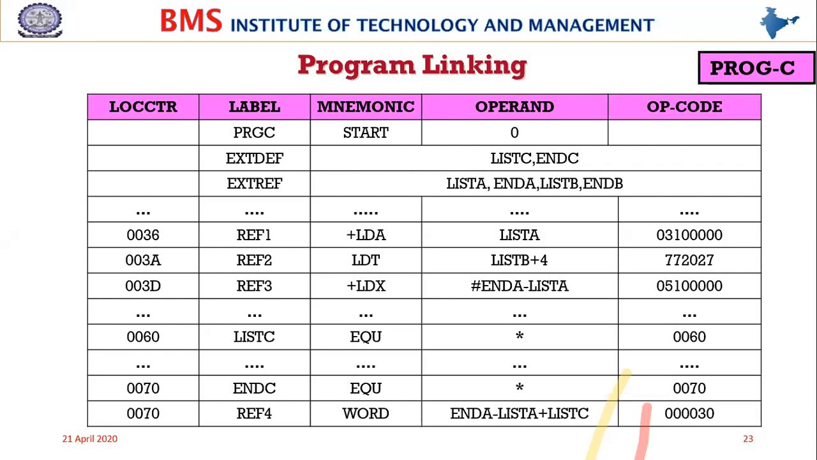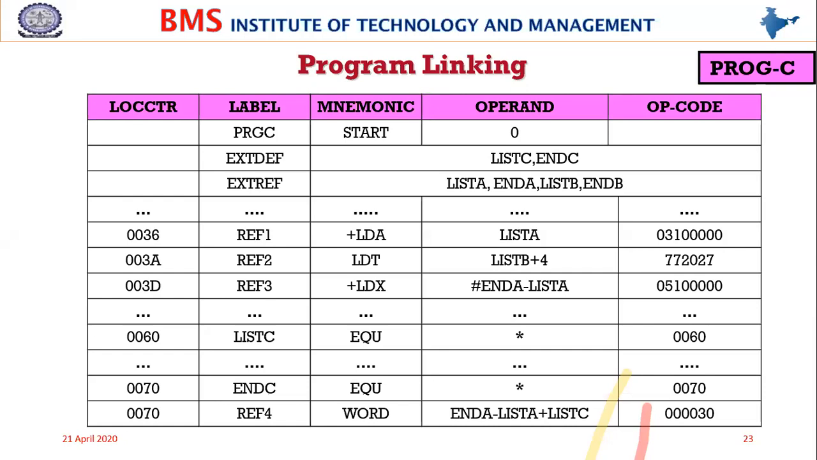Proceeding further, we have the next thing, program C. Program C has list C and end C as external definitions. List A, NDA, and list B, NB are external references. In a similar way, the first instruction refers to list A, so I need 1 modification record. The second instruction refers to list B, so I need 1 modification record. Ref3 refers to NDA and list A, so I need 2 modification records.